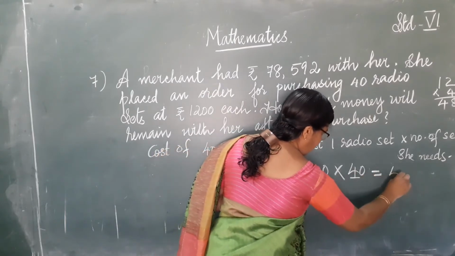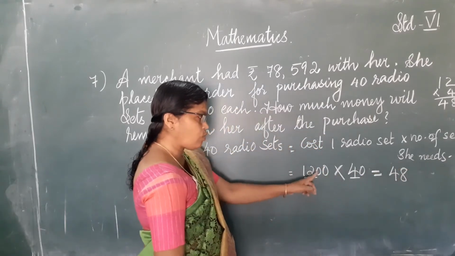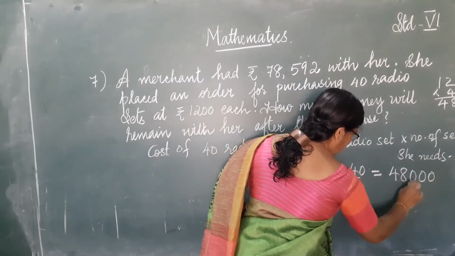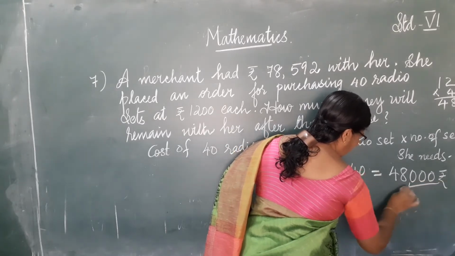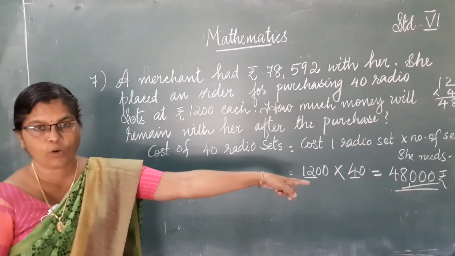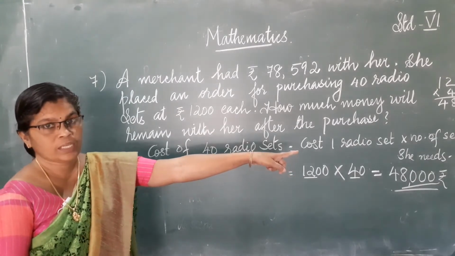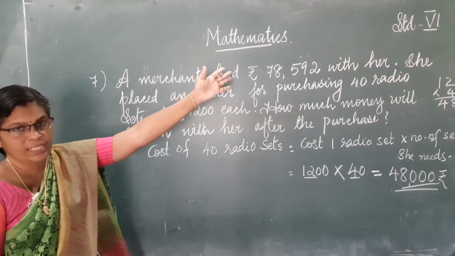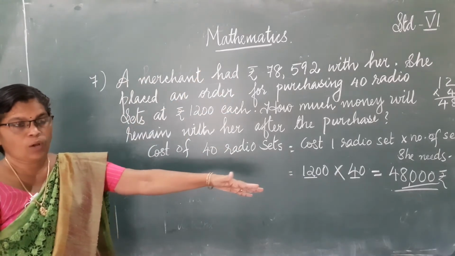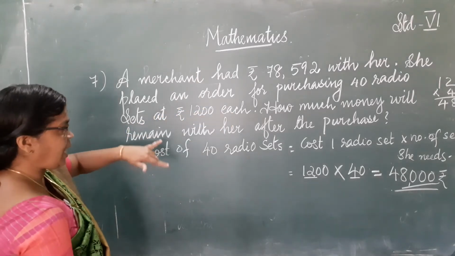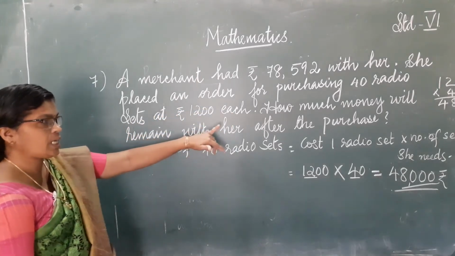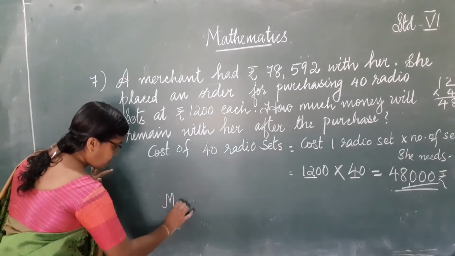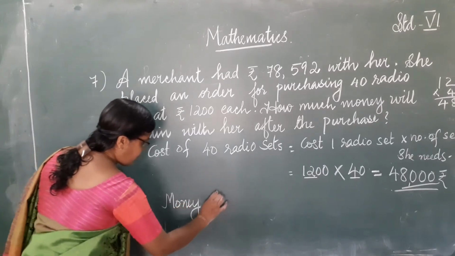We get 48, and how many zeros? 1, 2, 3 zeros, you put with this. That is 48,000 rupees. So what is the cost of 40 radio sets? 48,000. How much money did she have? 78,000. So she has more money, right? So she can buy, isn't it? Now the question is, how much money will remain with her after the purchase? So money left with her.